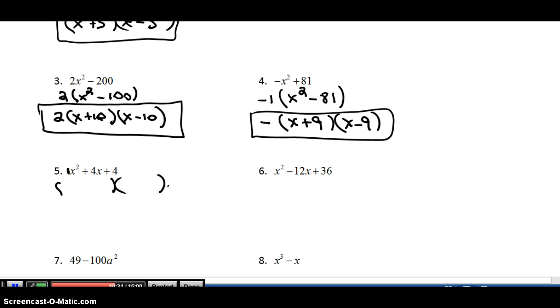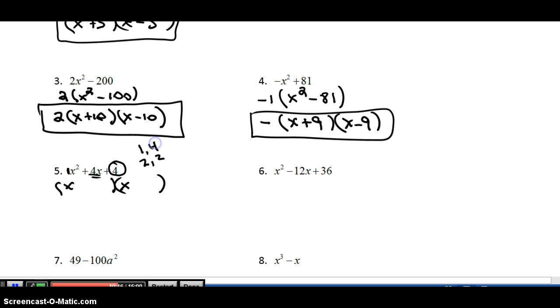Now when we guess and check, we know that 1x times 1x has to give me the x squared. And we're looking here for numbers that multiply to 4, this 4, but add to the middle 4. A little confusing because they're both 4s. So I can write like a 1 and a 4 out here just to keep track, because 1 times 4 is 4, and 2 times 2 is also 4. So which one of these two also add up to 4?